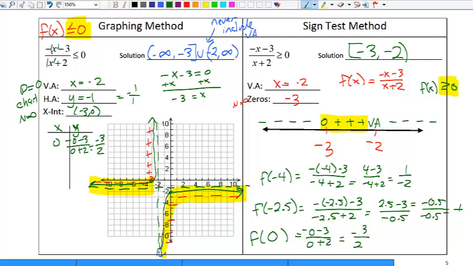And this concludes our lesson on polynomial and rational inequalities.